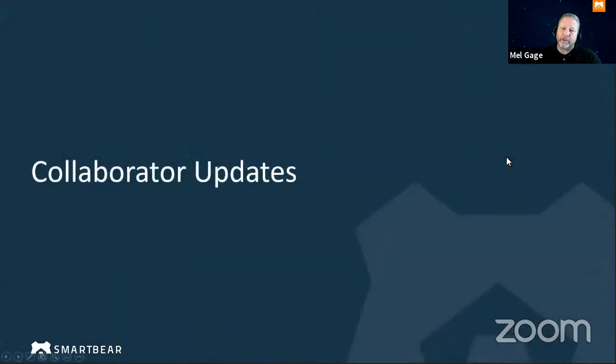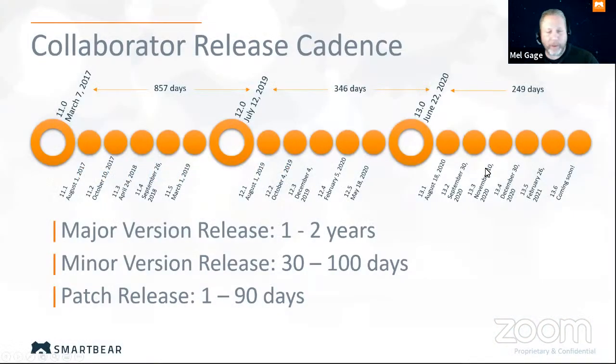So let's move on to the topic of our updates. Collaborator 13.5 has been out now for a couple of weeks. And the first thing that I want to show, and this comes up quite often, is what is your release cadence for Collaborator? How often do you put out new versions?